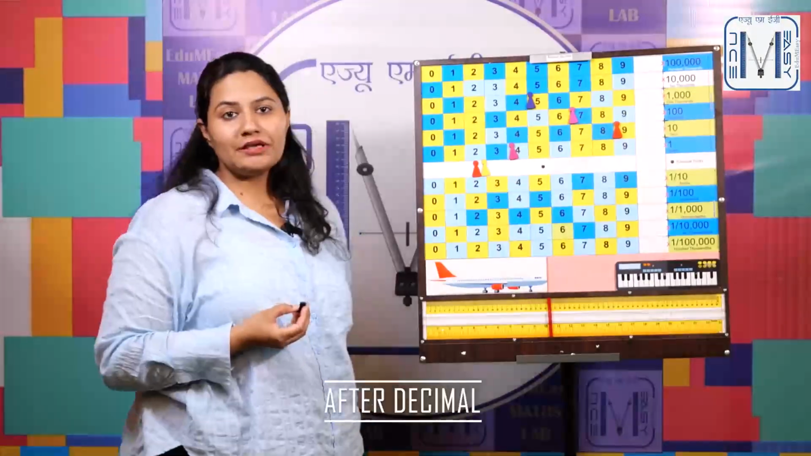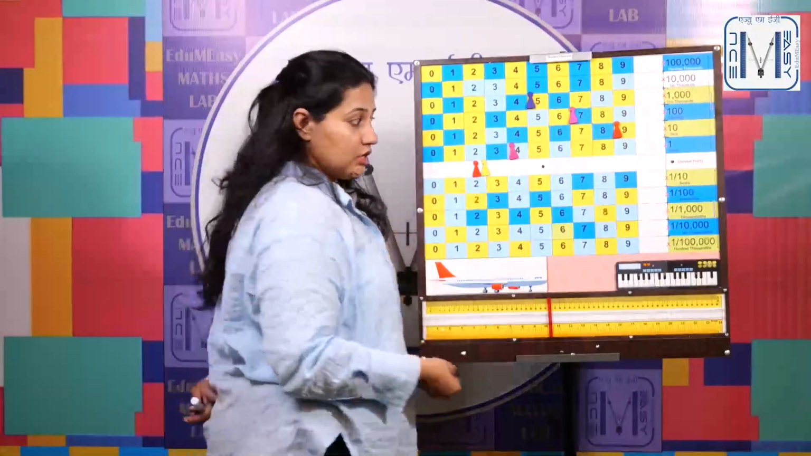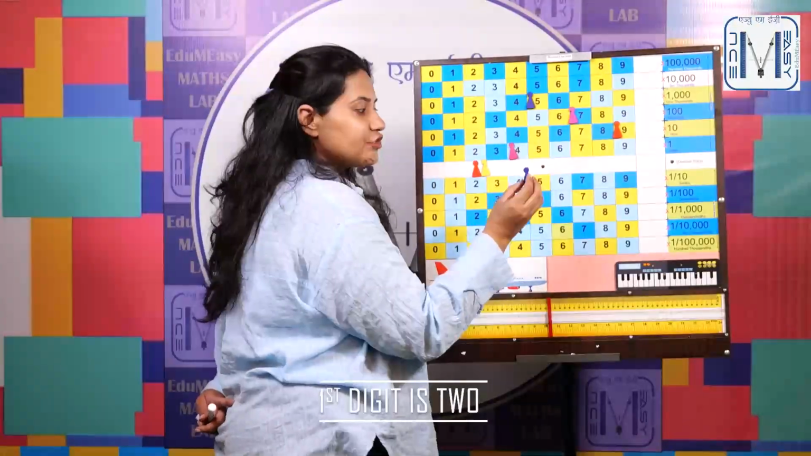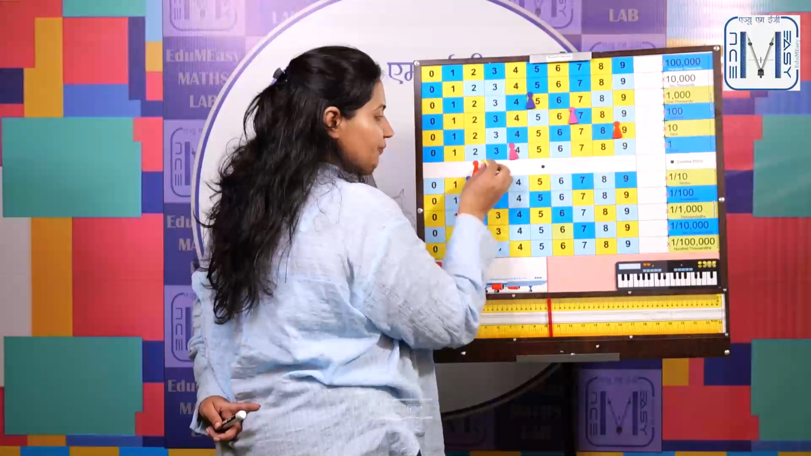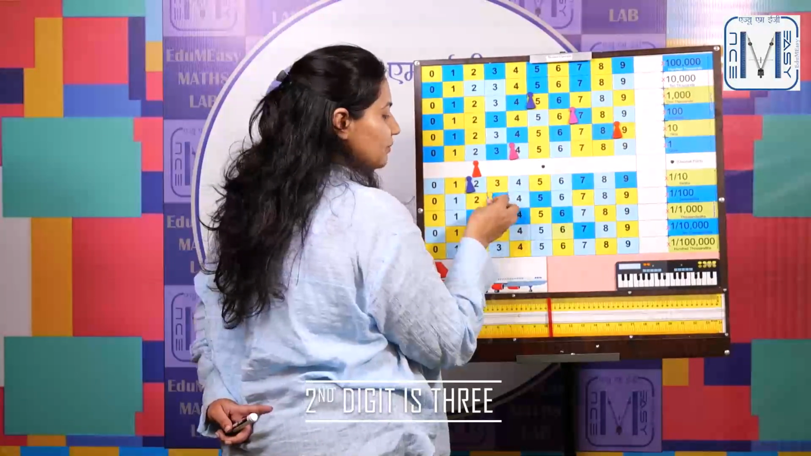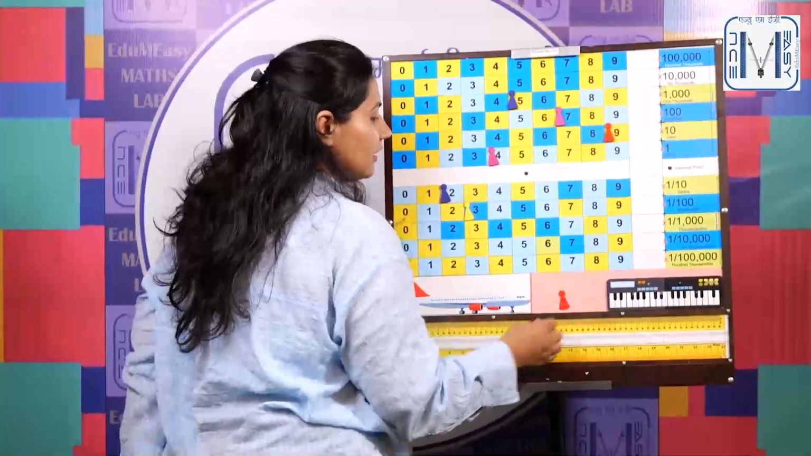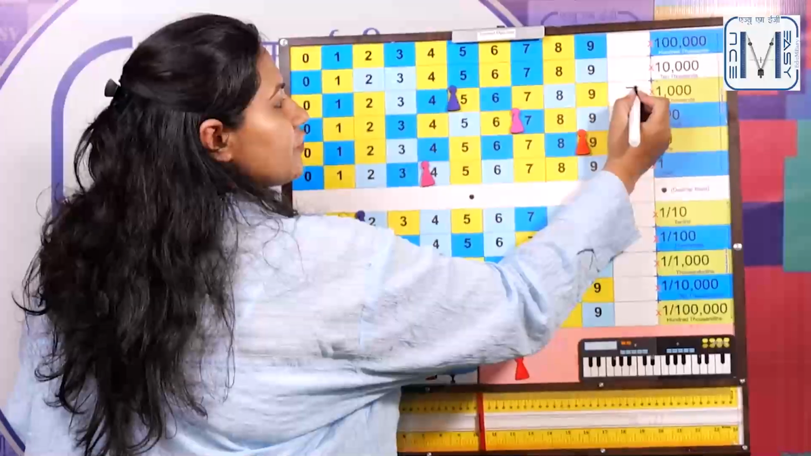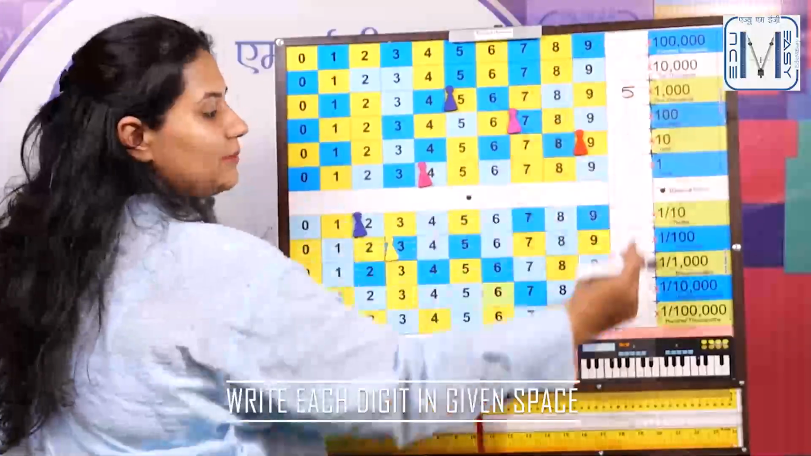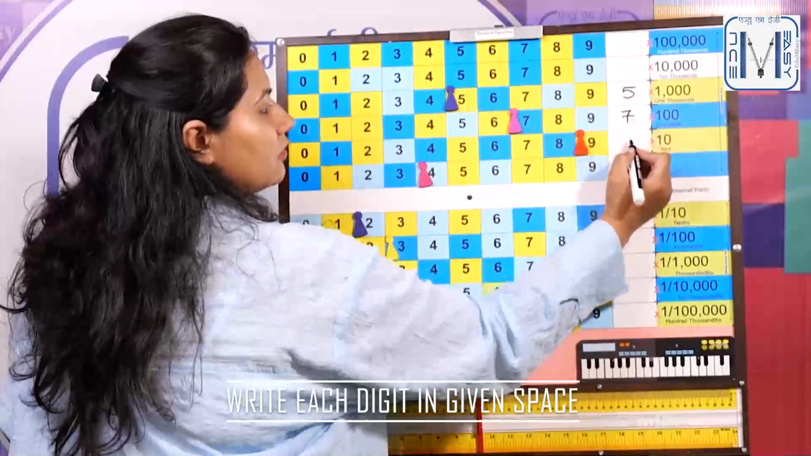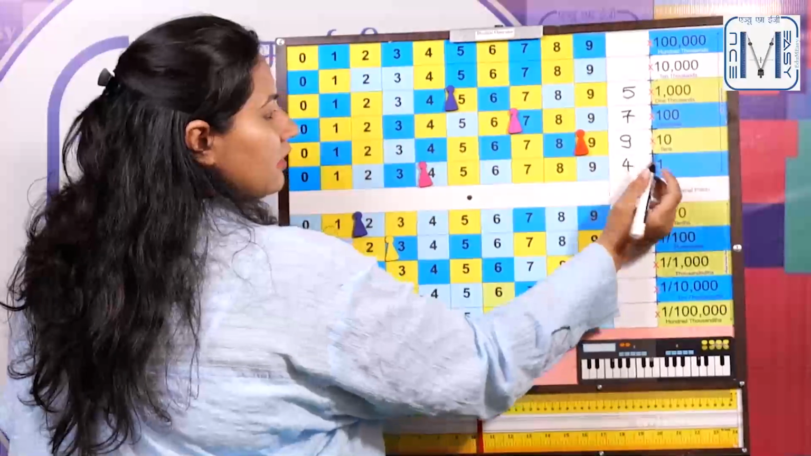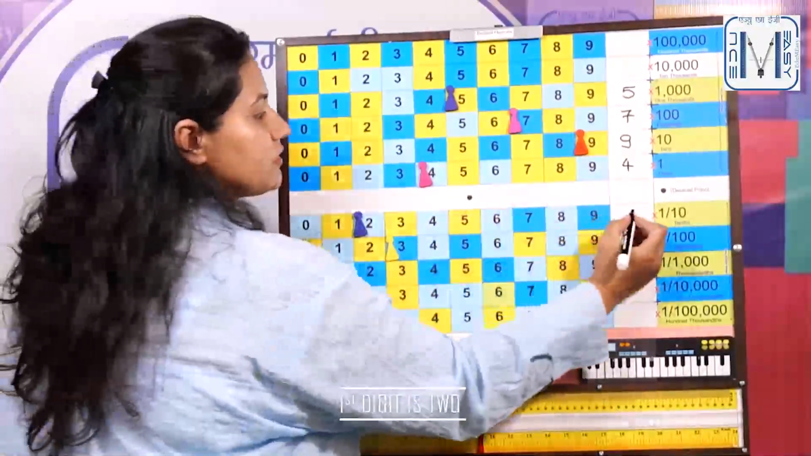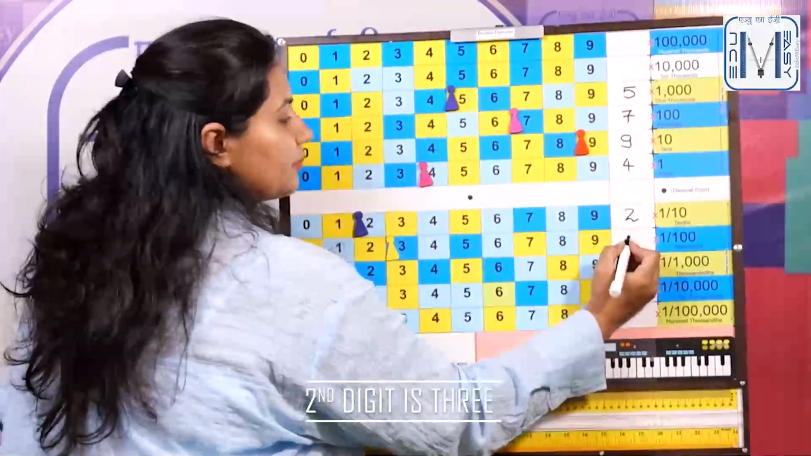Now after the decimal place, I am using the number 2, 3. So the first digit after my decimal place is 2 and the second digit after my decimal place is 3. Alright, now again they have to do the same thing. They have to just copy the face values in the blanks given. And after the decimal point, the first number is 2 and the second number is 3.